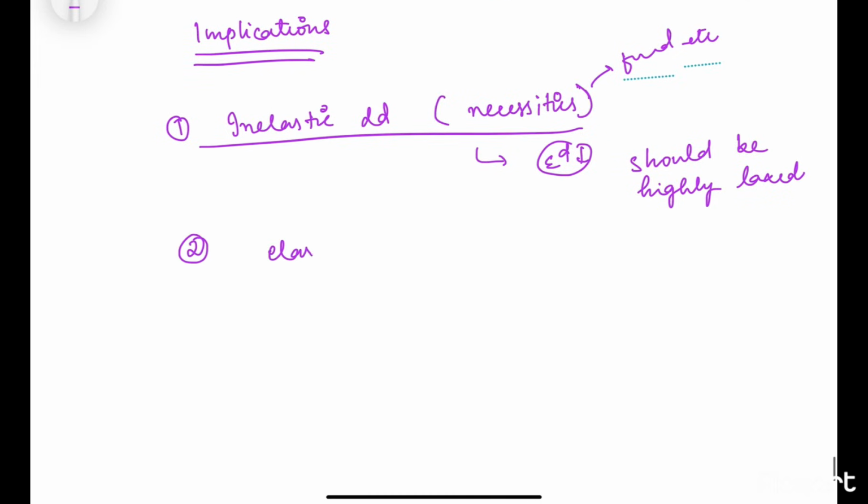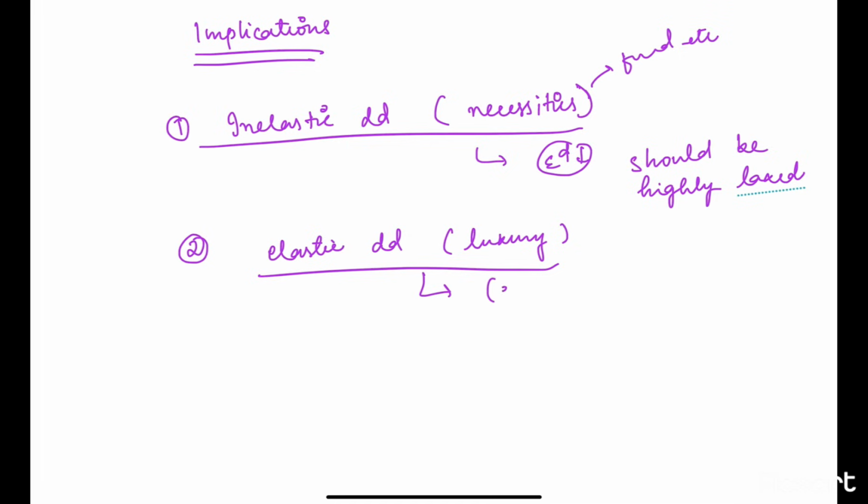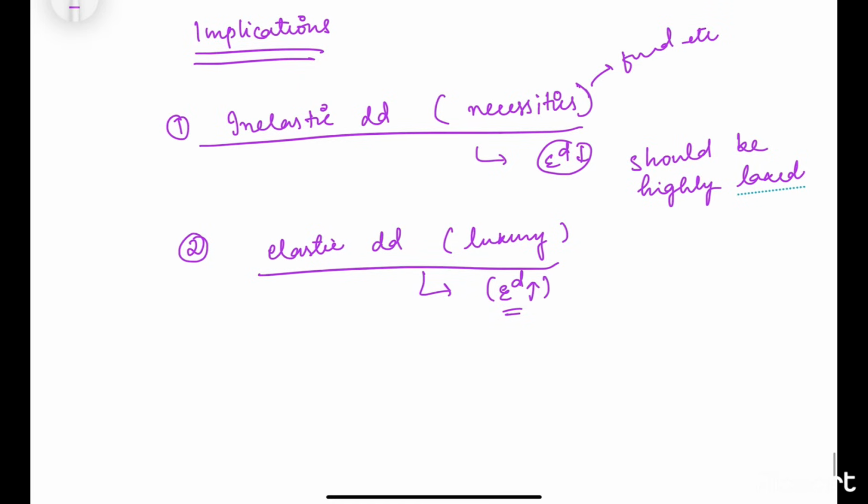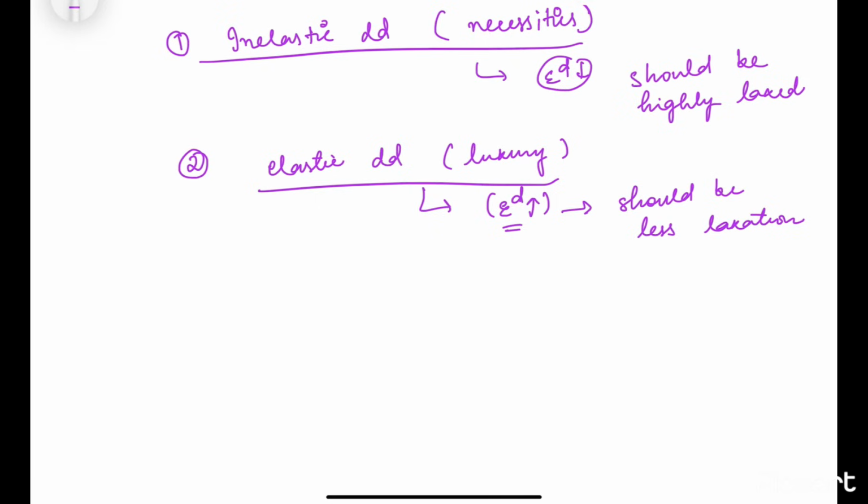And second, for elastic goods or elastic demand, which is usually of luxury goods or items, the elasticity of demand is usually very high. The demand is very responsive to prices in those cases. So here this rule is suggesting that there should be less taxation. So this is the thing it is saying.